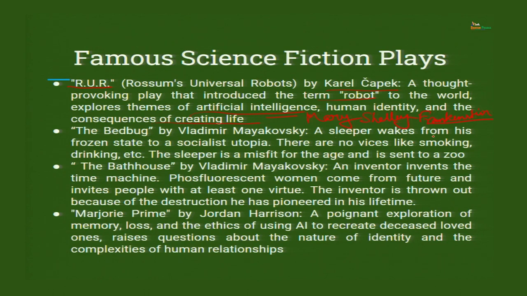A sleeper wakes from his frozen state to a socialist utopia. There are no vices like smoking, drinking, etc. in that socialist utopia. So what happens is that the sleeper is a misfit. Of course, he has woken up and he cannot smoke, he cannot drink, because when he was alive, smoking and drinking was perfectly normal. But in this utopia, remember, good place, smoking and drinking and all sorts of addiction are considered bad.